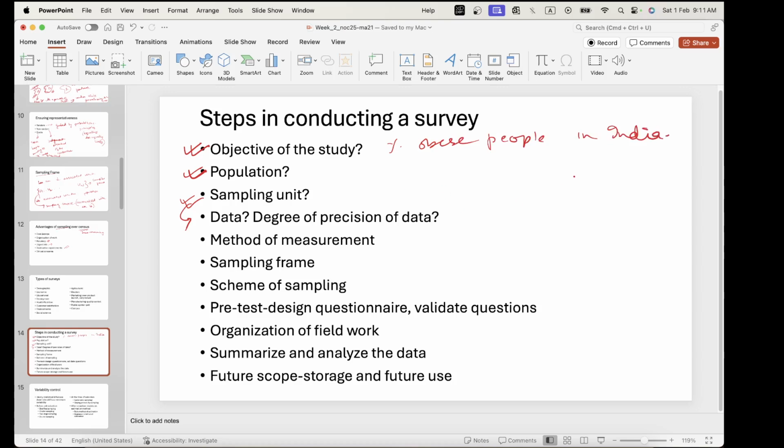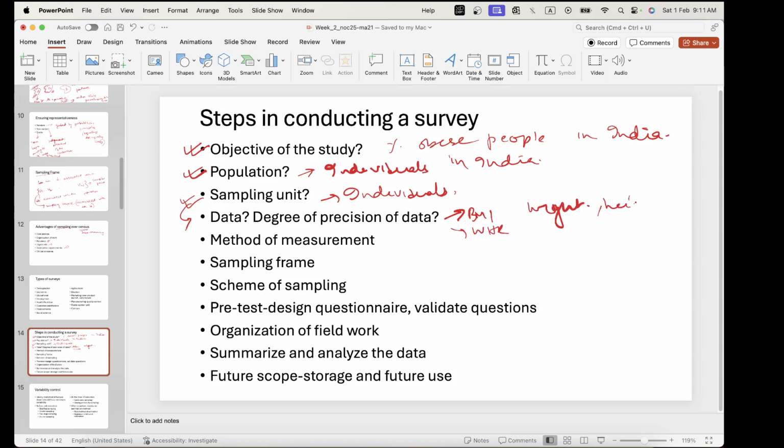Okay, this is something that I want to find out. So my population would be individuals in India. Okay, sampling units would be individuals. Then data would be, what data do I need to see whether I have obesity or not. Maybe I need BMI data, I need waist to hip ratio, or some other weight, height. These are the things that I need.